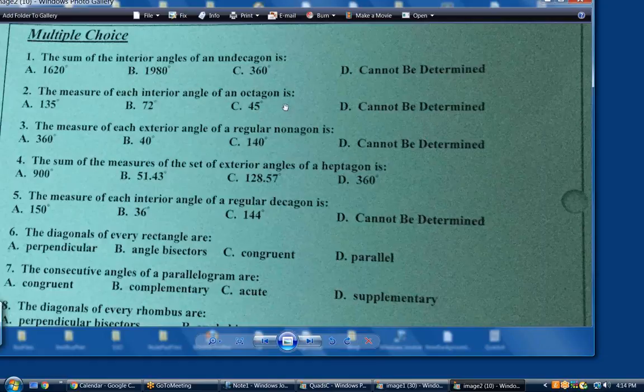It could be just a typo where they left out the word regular. But if it's not, and they don't leave it out of this, they say regular in the next one. Yeah. And when they're talking the sum, it doesn't matter whether it's regular or not. But if you're talking each interior angle, then it does matter.